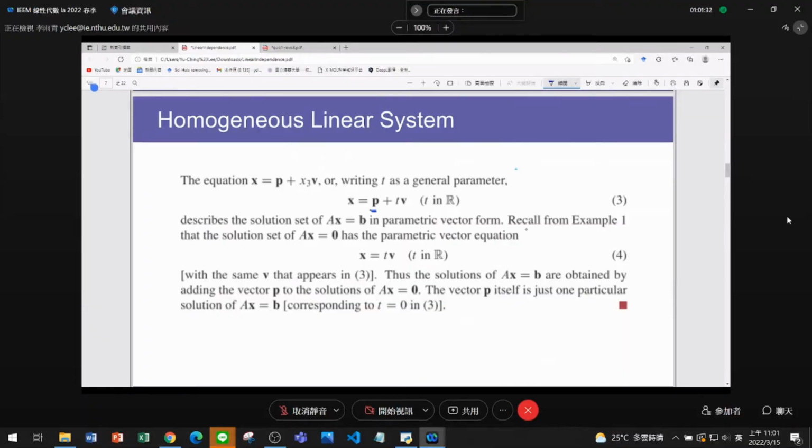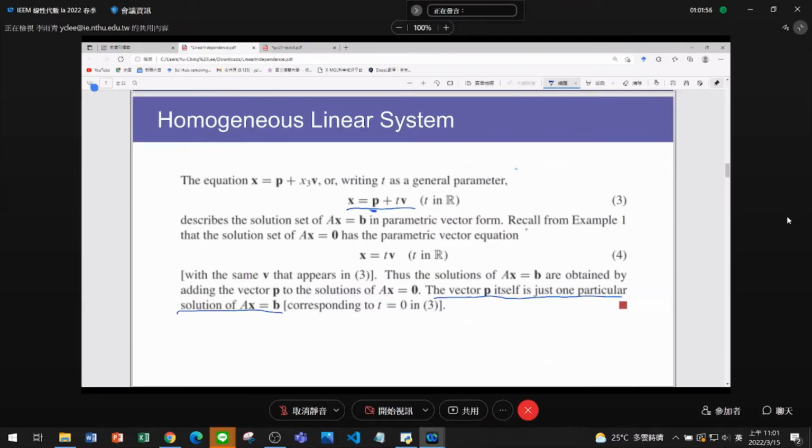The general solution eventually is written in the format of x equals P plus T times V. And here the vector P itself is just one particular solution of AX equals B.